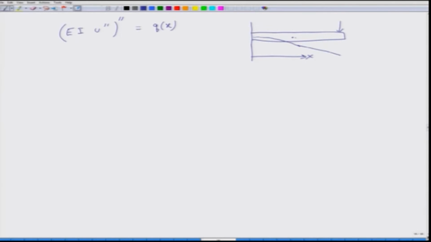So the deflection at some point is U, and u is a function of x, and q is the loading. This loading could be a point load or a distributed load. Okay. So, what is this? This is a fourth order equation. It is a fourth order equation.